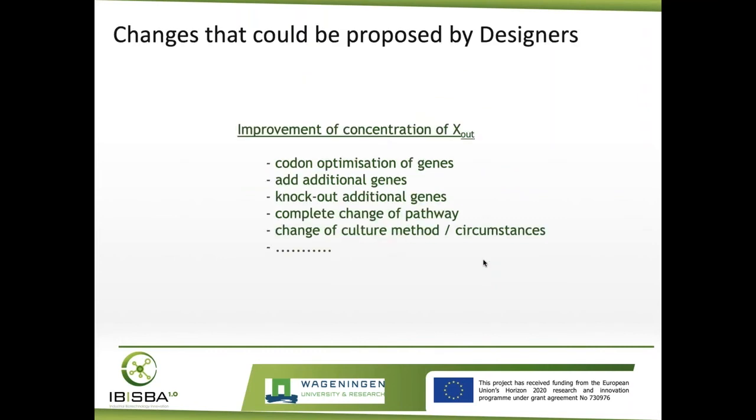Now, changes that could be proposed by designers, for example, in this iterative cycle, could relate to the improvement of the concentration of the compound X out of the system. That means codon optimization, could be additional genes, could be knocking out additional genes, could be a complete change of pathway, could be a change of culture method or circumstances. And this is in fact a much more common procedure of having to refine the whole process of design, build, and test quite substantially. That's why it's a cycle.